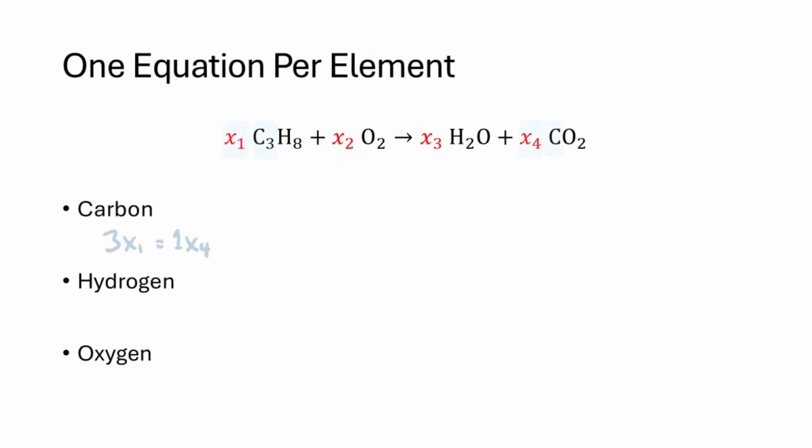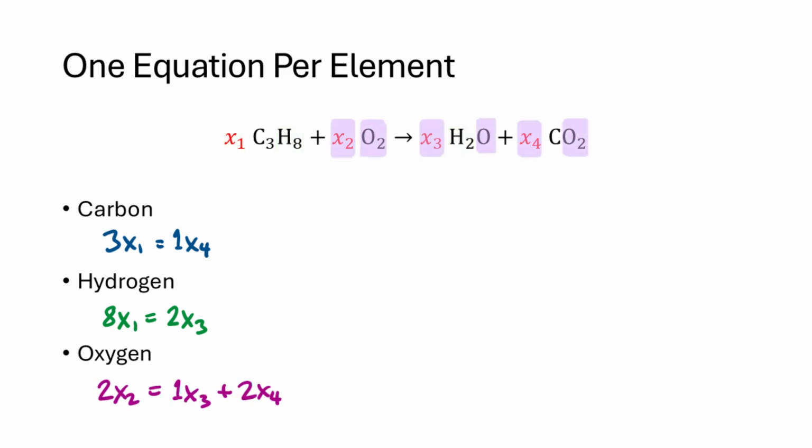To find our carbon equation, we find the C's on both sides of the arrow, and on the left we see that we have three carbon atoms in the compound C3H8, but that's the only C that we have on the left-hand side, so the left-hand side of our equation is 3x1. On the right-hand side, we just have a single C with coefficient x4, and so the right-hand side of our equation is 1x4. For our hydrogen equation, on the left we have 8x1, and on the right we have 2x3. And for oxygen, we see that O appears in two different places on the right-hand side. So our left-hand side is 2x2, and the right-hand side is 1x3 plus 2x4.